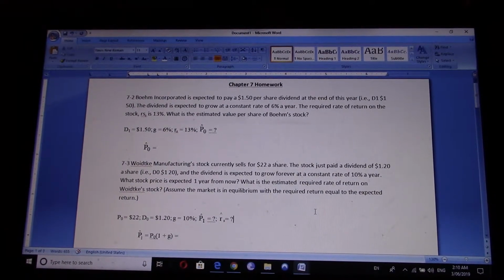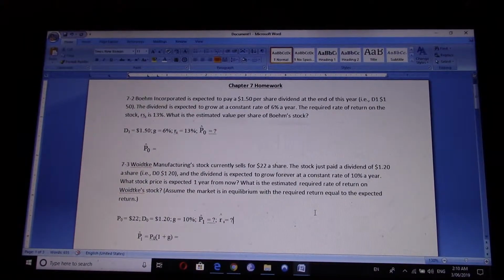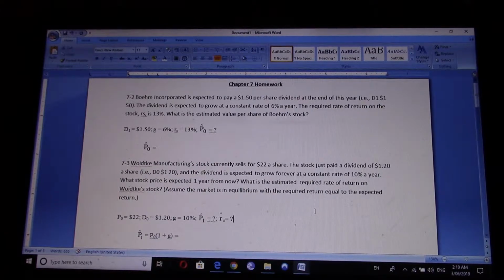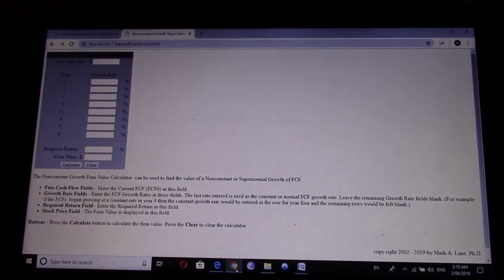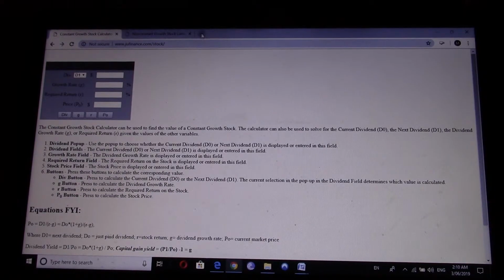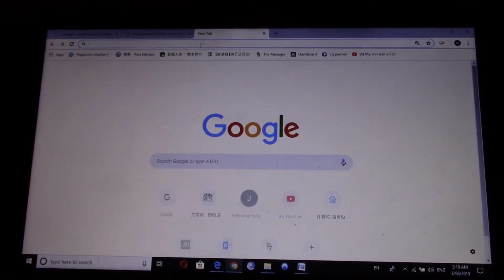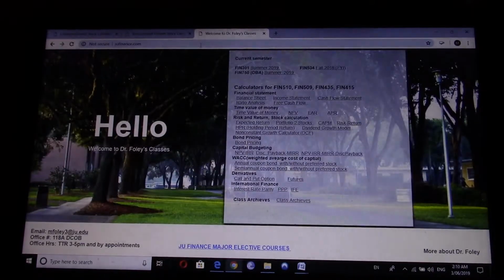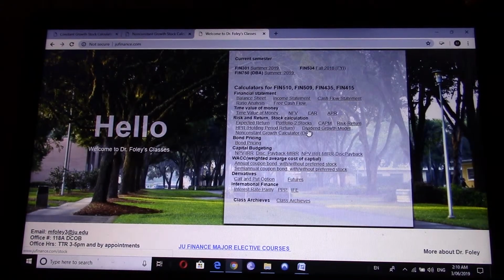Hi class, I'm making this video to give you some help to prepare for Chapter 7's homework. Chapter 7 is about stock valuation, and the model we use in this chapter is the dividend growth model.